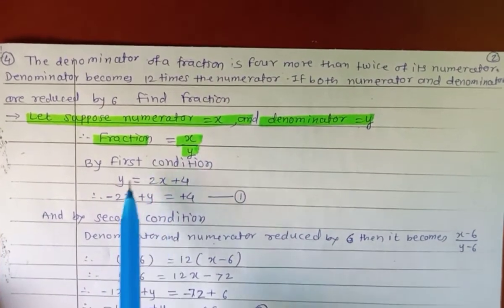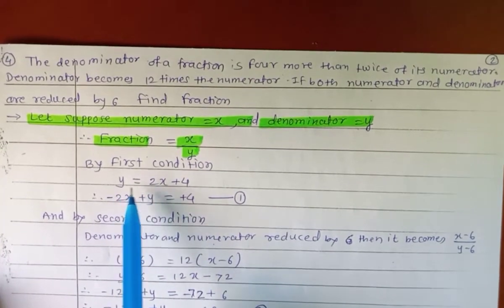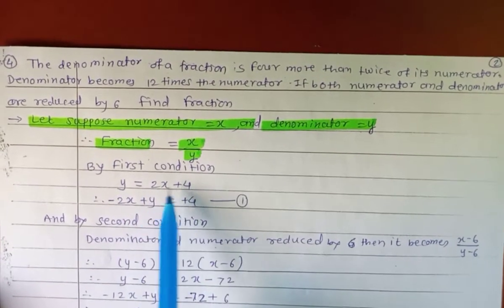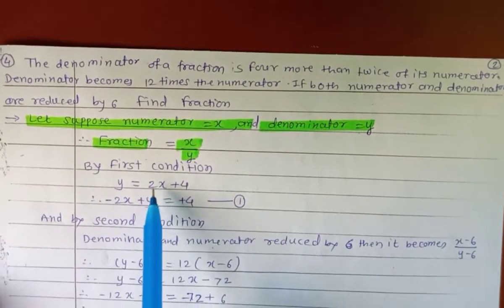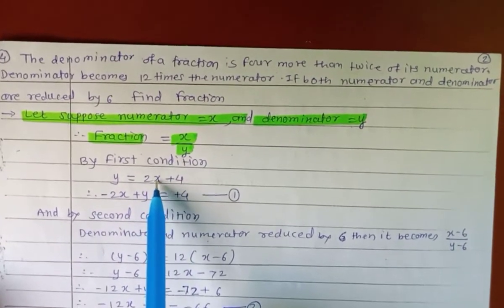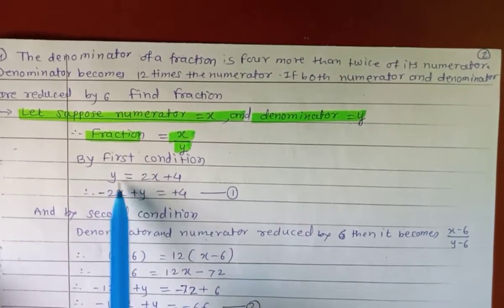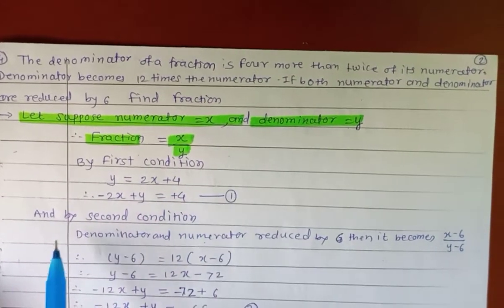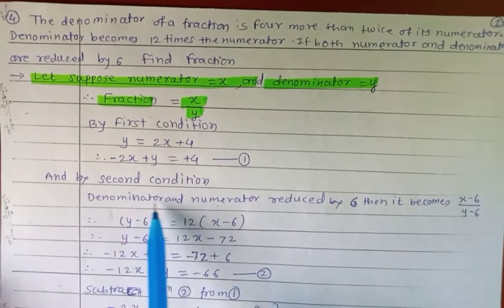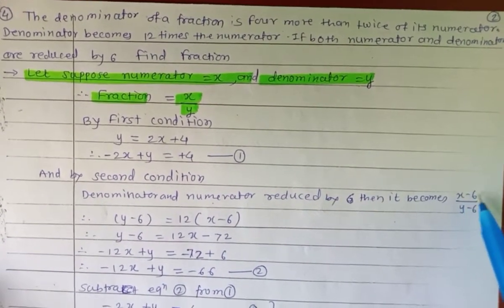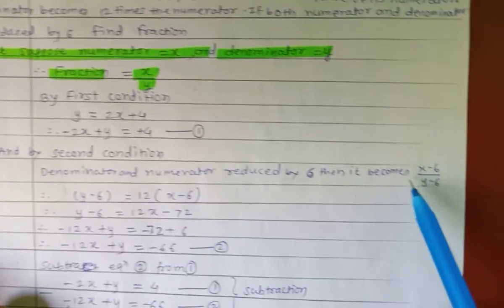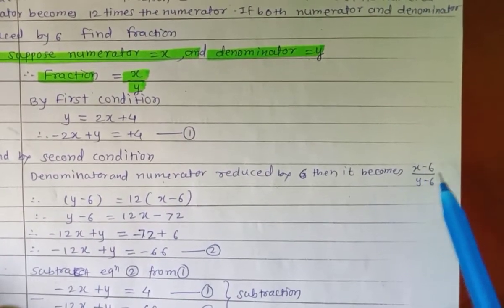So suppose the numerator is x and denominator is y, therefore the fraction is x by y. First condition is that the denominator is 4 more than twice the numerator, means twice the numerator plus 4, therefore y equal to 2x plus 4. Transfer 2x here, minus 2x plus y equal to 4, equation 1. By the second condition, after reducing the numerator and denominator by 6, we get x minus 6 and y minus 6. Reduce means minus.